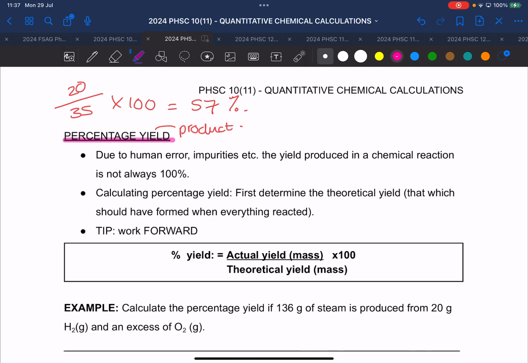So first you're going to determine the theoretical yield. The theoretical yield is that which you should have formed when everything reacted, when everything was perfect. What should you have gotten? Like 100% for a test. Okay, if you got full marks for a test, everything went perfect, what should you have gotten? 100. Yes. Okay, so that theoretical yield is what you will find in your mole table. That which you will find in your mole table.